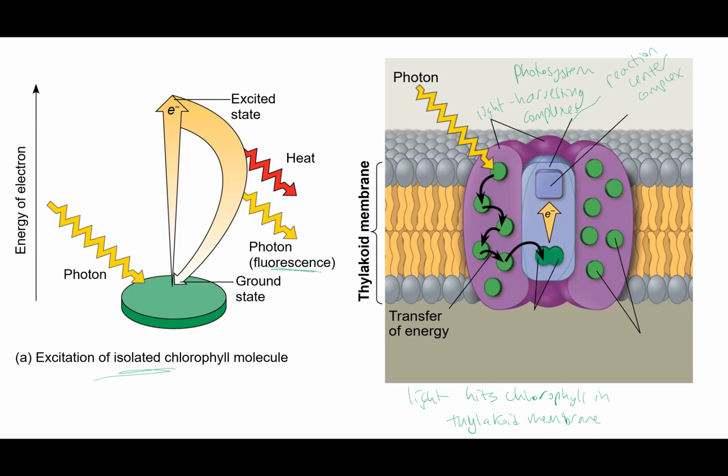So on the outside, what do you think these little green blobs are? Those are pigment molecules. So those could be chlorophyll A, could be chlorophyll B. These are the pigment molecules. So all these little dots are pigment molecules.